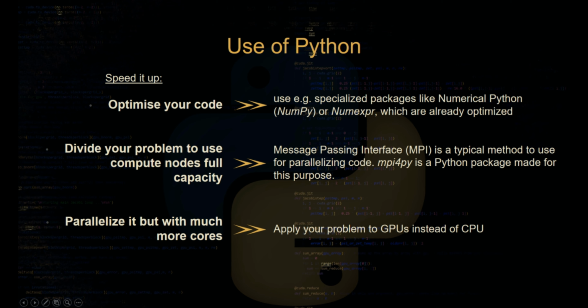Second, thankfully, we can divide the problem and spread it over multiple nodes and processes. With the help of mpi4py, we have a message passing interface to communicate between processes. Third, parallelize your code not on CPU but on GPUs. By design, they are made for running hundreds of device cores in parallel. For example, Numba can help here.